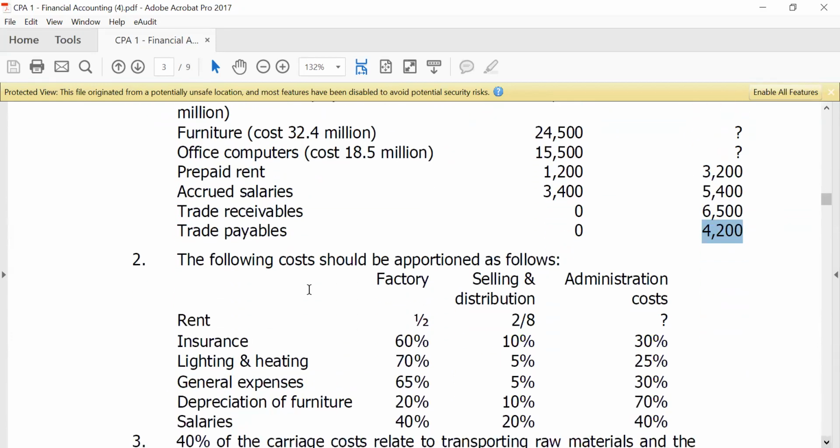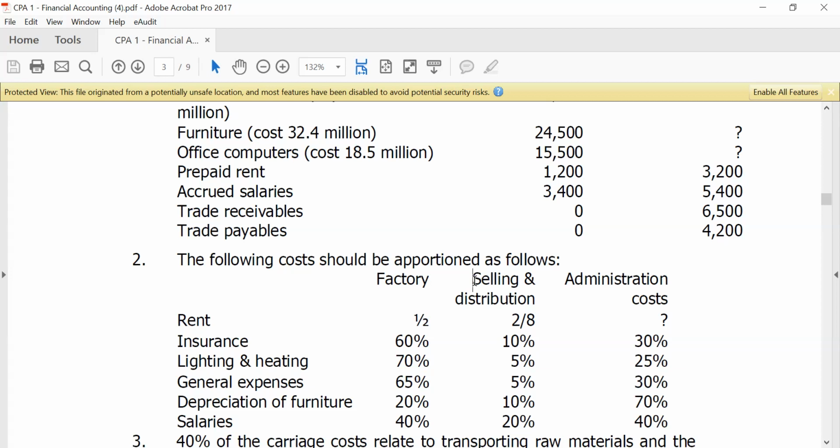And then they are telling us that the following costs should be apportioned as follows. So we have rent, we have a half, we have 2/8, and then we have administration costs. Now, one of the things that is very common when it comes to manufacturing accounts is that costs are apportioned in different categories. We have costs that relate to the factory, and these factory costs are the ones that we use when we are doing a manufacturing cost statement. And then we have the rest of the other costs that go into the profit and loss.